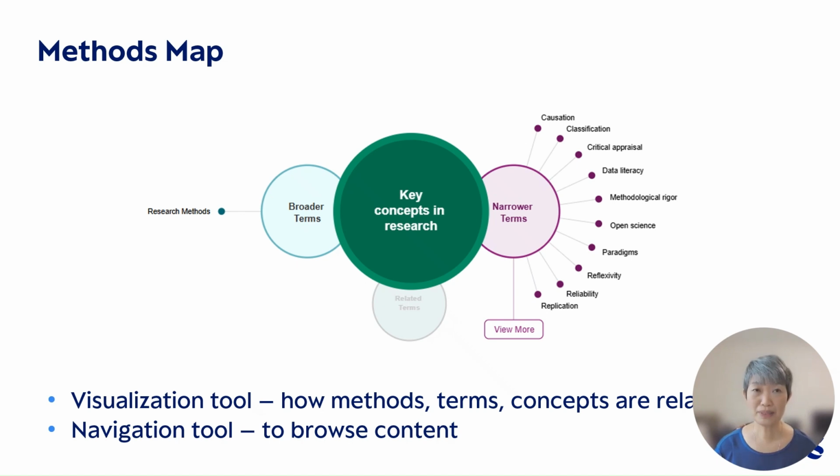Methods Map is a visualization tool that shows you how the methods, terms, and concepts are commonly related. It is also a tool that will help you easily navigate and browse for content on our platform. The methods map will always have a starting point, all the resources that we currently have on our platform for research methods.